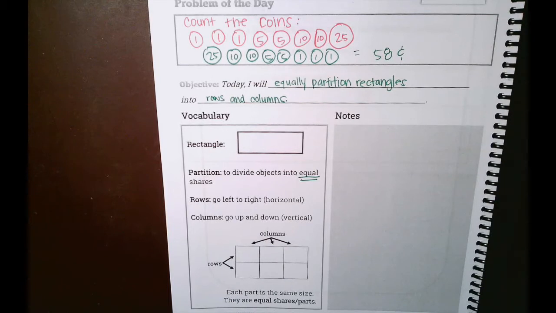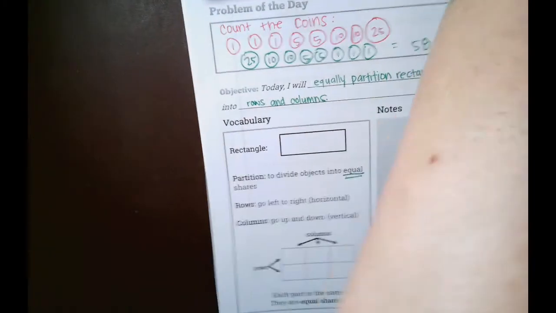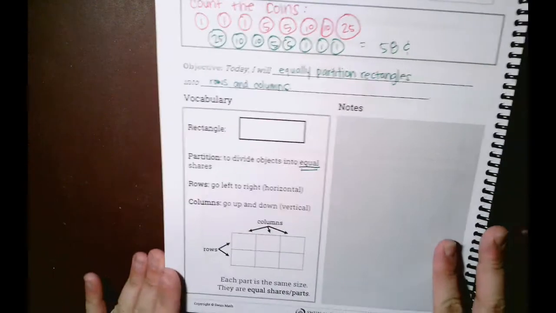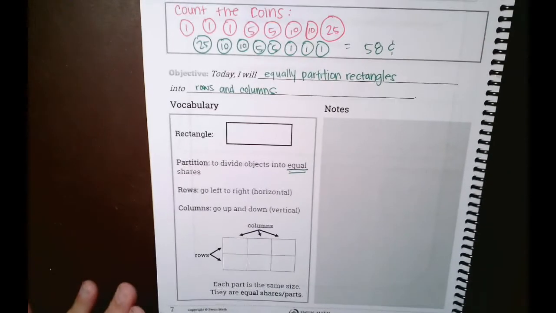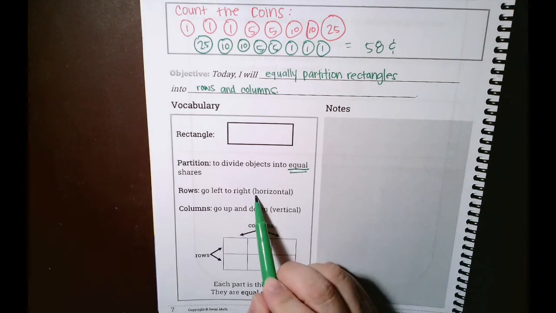Then we have rows. Sorry, my computer fell over. Next, our vocabulary word is rows. Then we have columns. Let's go back. Rows and columns. Rows, they go from left to right.